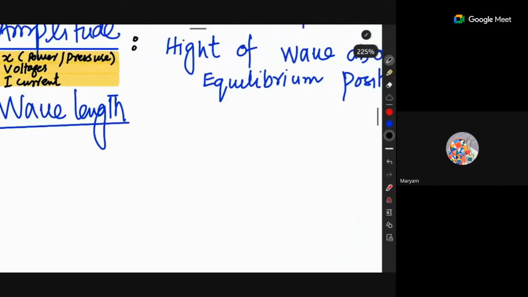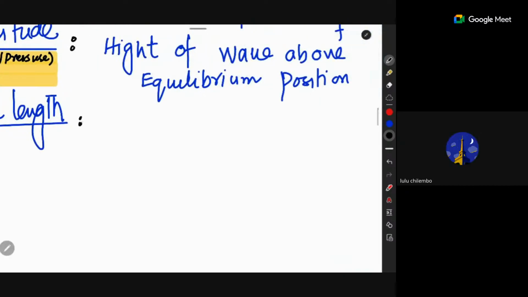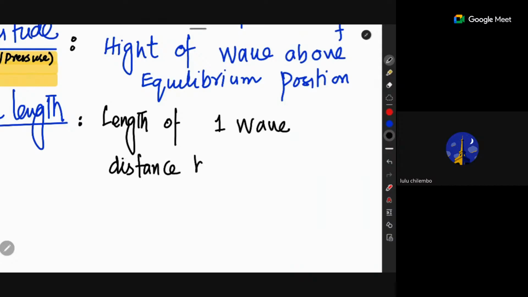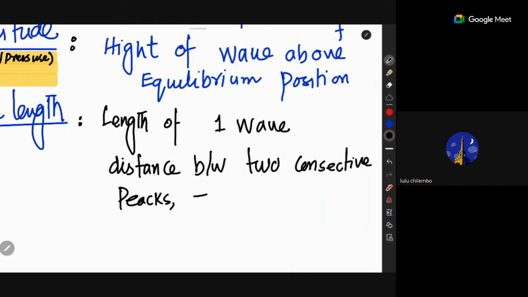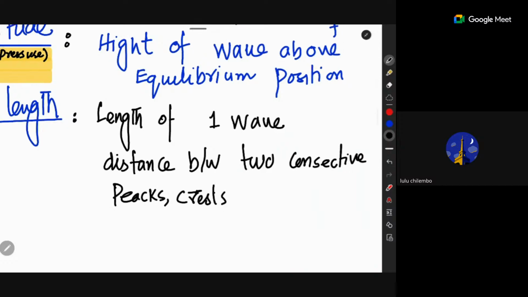And what is wavelength? Lulu, are you there? Yes, sir. What is wavelength? A wavelength is the distance between the crest and the crest, or a trough and the trough. Okay, yes, the length of one wave, simply saying the distance between two consecutive crests or peaks, right? Now, I will be moving onward. So this was the basic concept.